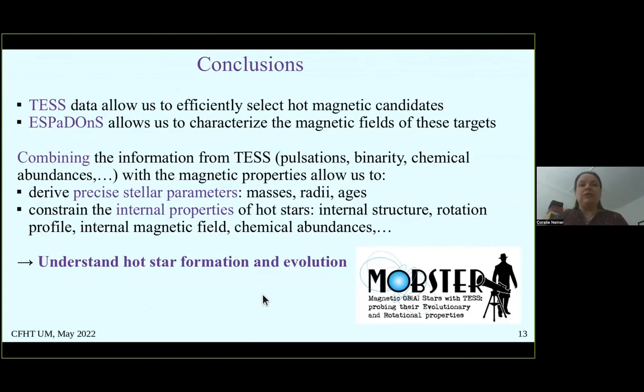So to conclude and summarize, TESS data allow us to very efficiently select the magnetic candidates. With that, we can be much more efficient when we go to ESPaDOnS at CFHT to find these stars and characterize their magnetic fields. And then we can combine the information we get from the TESS data about pulsation, binarity, etc., with the magnetic properties we get from ESPaDOnS. And this allows us to really understand the physics that is at work in these hot stars. And the final goal is really to understand hot star formation and evolution.